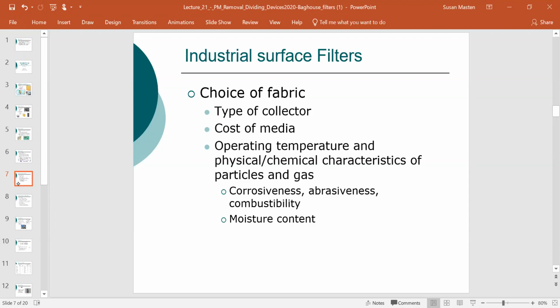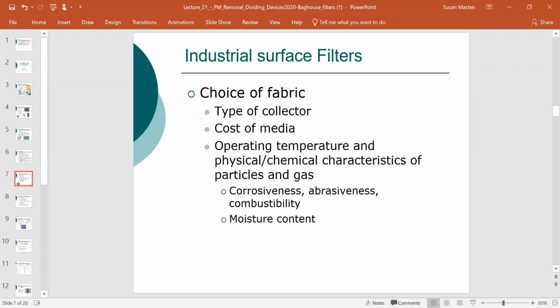So how corrosive is that gas? How abrasive are those particles? How combustible are those particles? If you've got combustible particles, you want to make sure you're using materials that aren't highly flammable. So you don't want to be using cotton or a polyester material if you have a highly flammable gas.